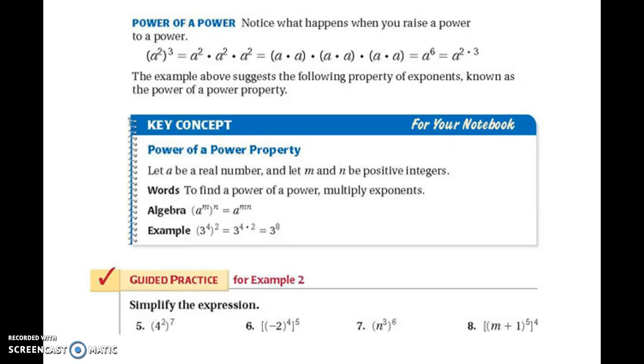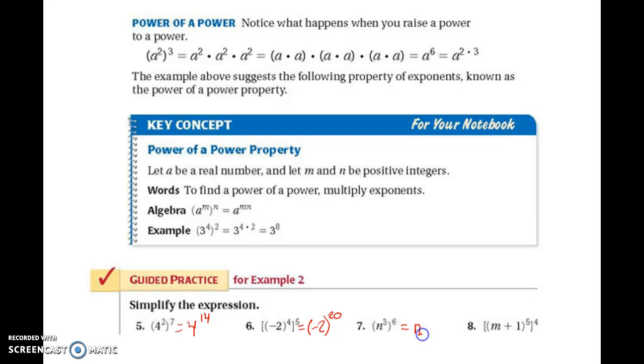So with the power to a power rule, we need to remember that we multiply the exponents. So we keep the same base. In this case, it's 4, and we multiply those numbers. So this would be 4 to the 14th power. The next one, -2 is our base. So we keep that the same. We multiply these. So that would be -2 to the 20th power.